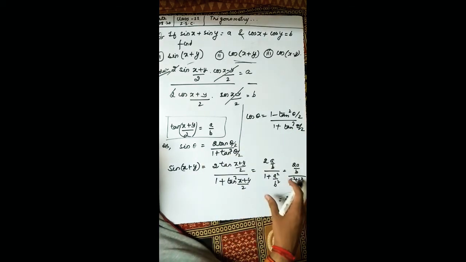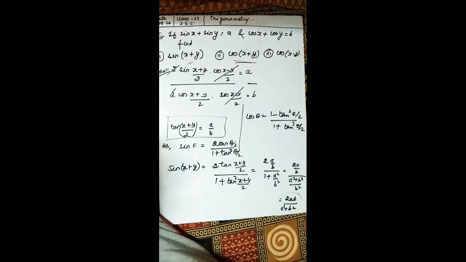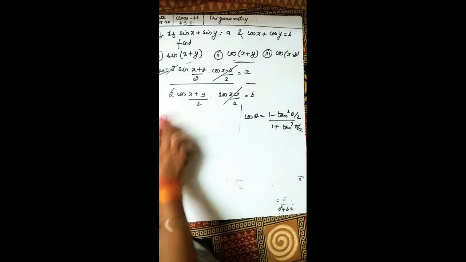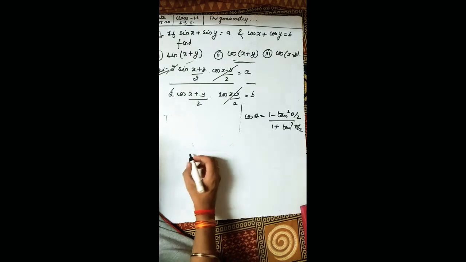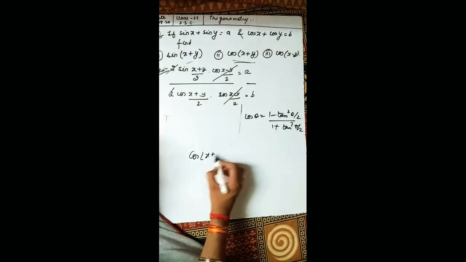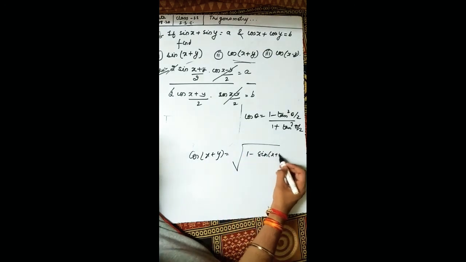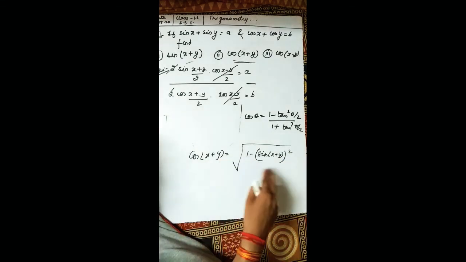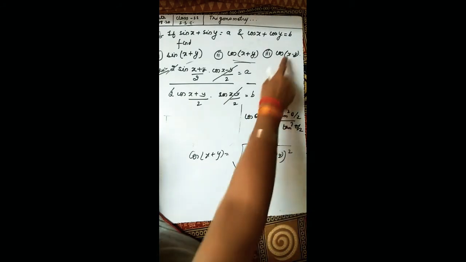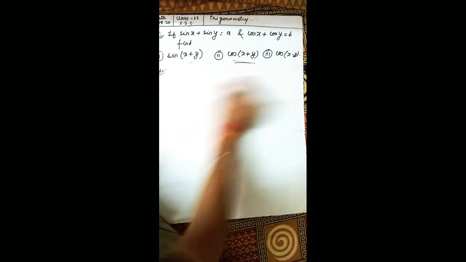Just put the values and get the answer. You have one more method for finding the cos(x+y). You can use the relation. Which relation am I talking about? That cos(x+y) is equal to under root 1 minus sin(x+y) the whole square. Cos theta is under root 1 minus sin square theta, so you can use this relation as well. Okay, and regarding this x minus y, how can you solve this one?